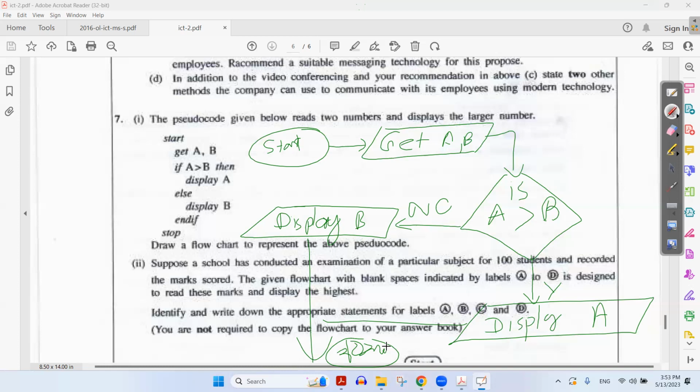And the second part says, suppose a school has conducted an examination of a particular subject for 100 students and recorded the marks scored. The given flowchart with blank spaces indicated by labels A to D is designed to read these marks and display the highest. Identify and write down the appropriate statements for labels A, B, C, and D. Right, so let's see this.